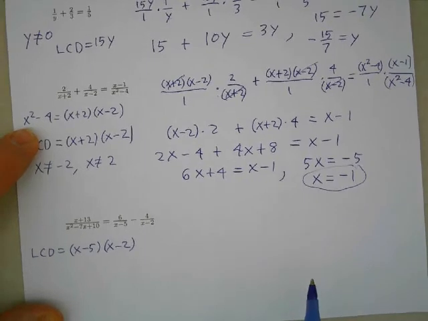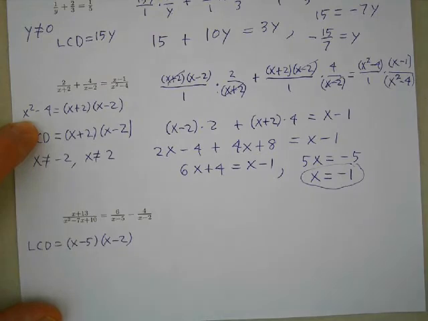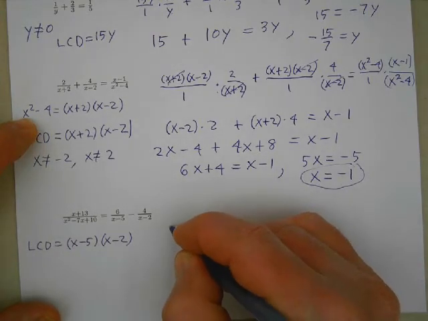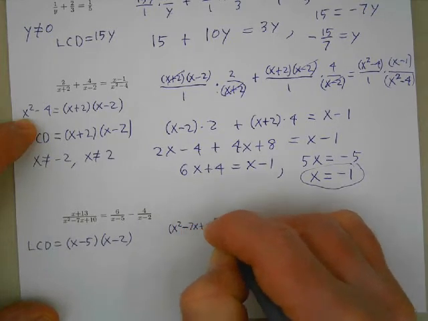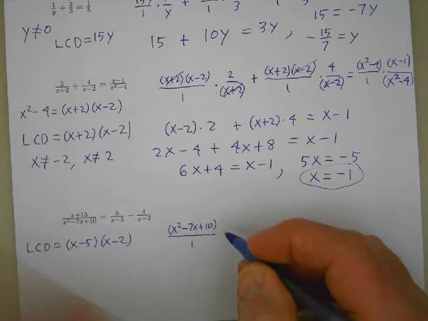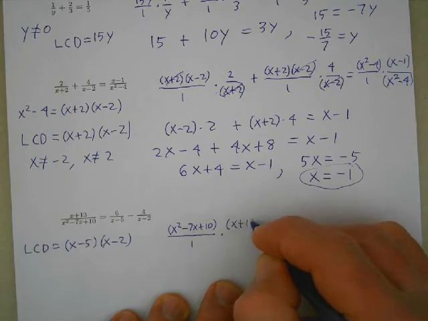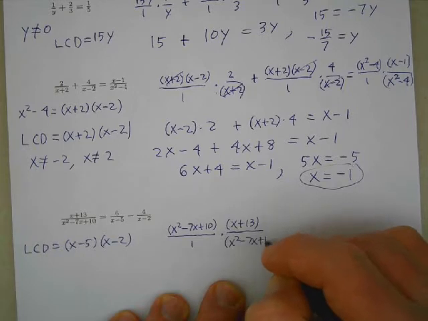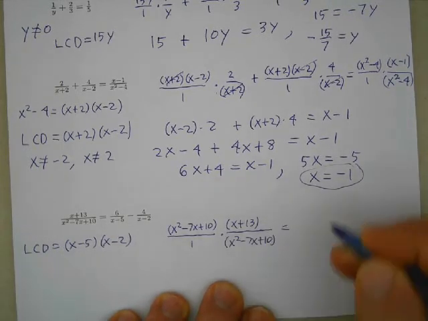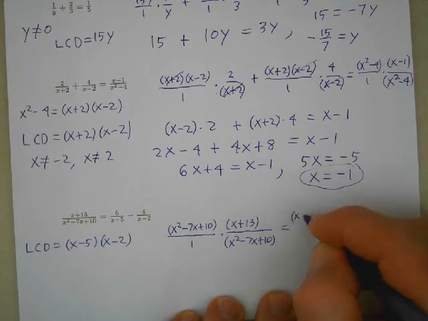Then the next step, just like the previous examples, we multiply every term on both sides by the least common denominator. So I'm going to use the expanded form, x squared minus 7x plus 10 over 1, to multiply the term on the left-hand side, x plus 13 over x squared minus 7x plus 10. And then multiply each of the terms on the right-hand side by the least common denominator in factored form, x minus 5 times x minus 2.